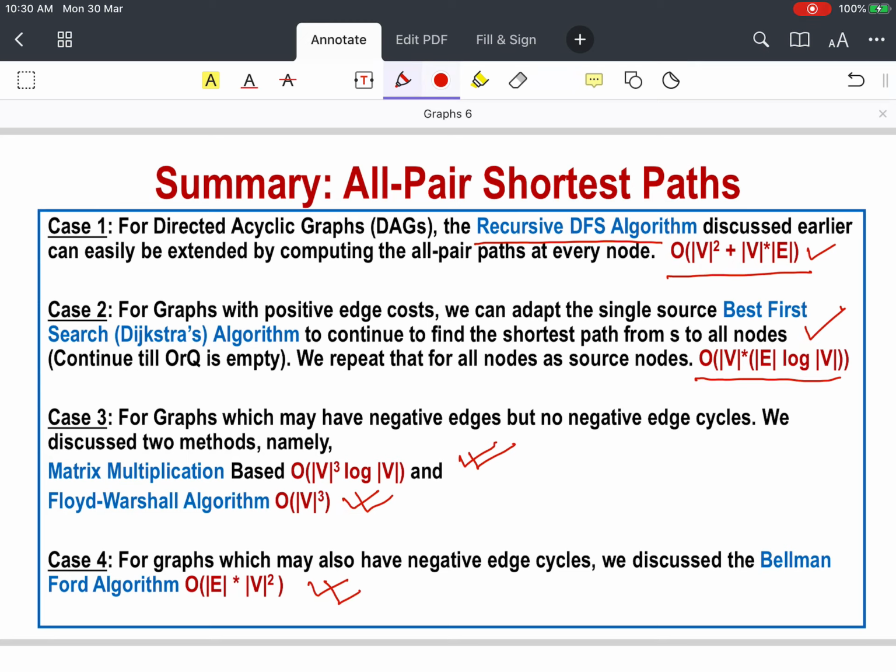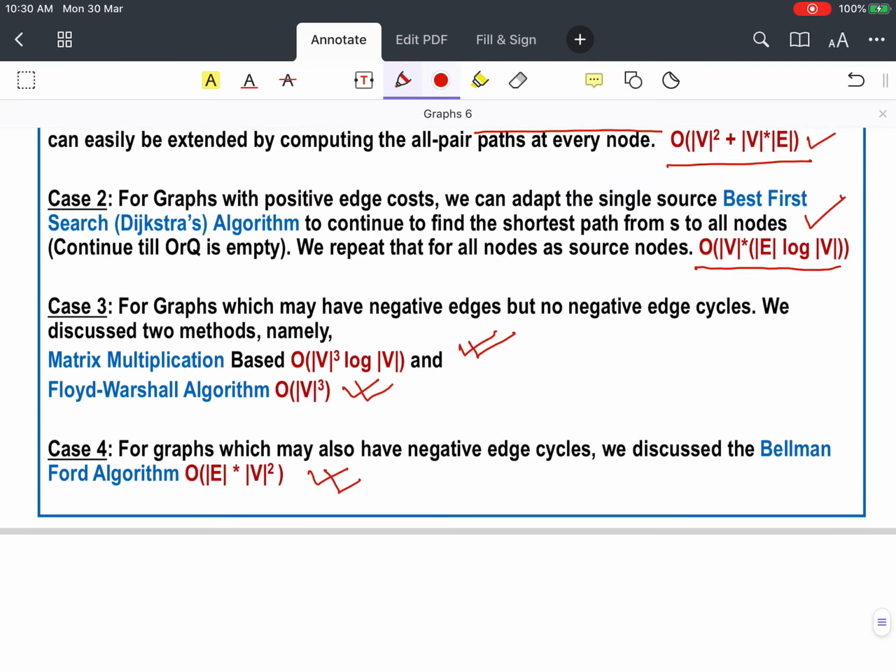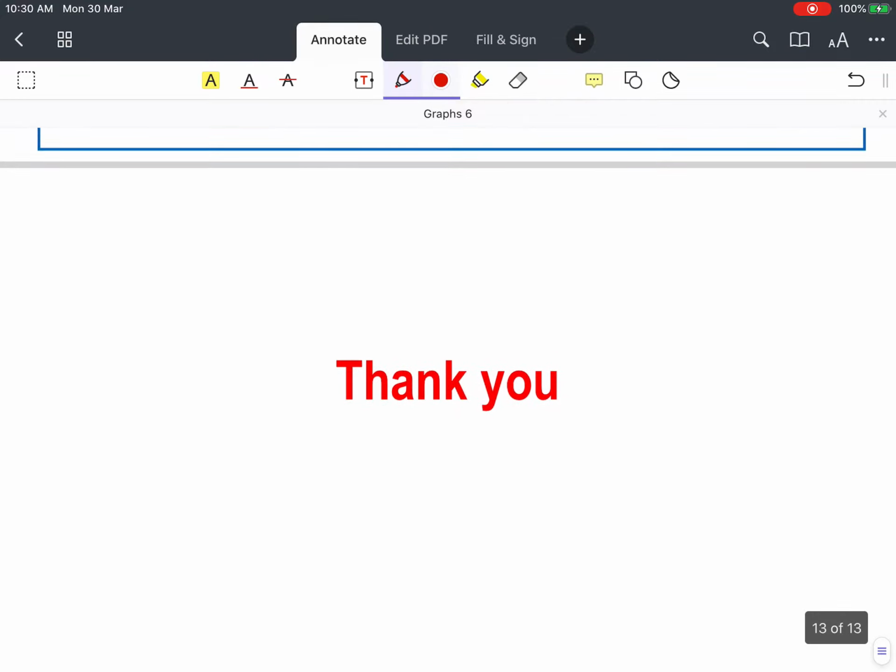There are other algorithms which work for sparse graphs, which have few edges, etc. But I think these fundamentally 5 algorithms that we have discussed today are going to be most important, and I would request you to revise these algorithms and have a look at the exact code for each of these algorithms.